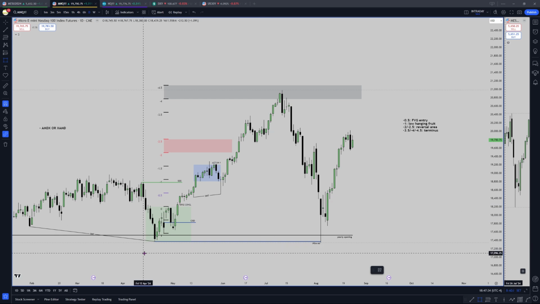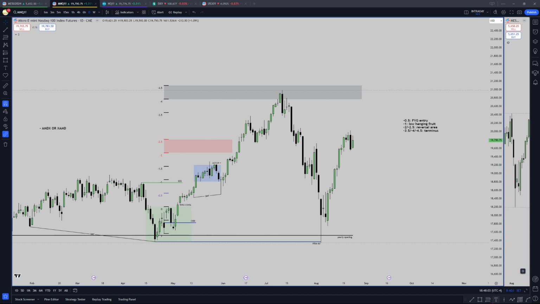Do I draw it from left to right or right to left? Oh, I draw it from, let me redraw this. I just draw it from left to right. From right to left. How long have I been trading ICT? Almost 5 months now.